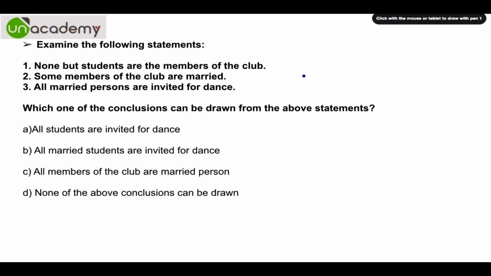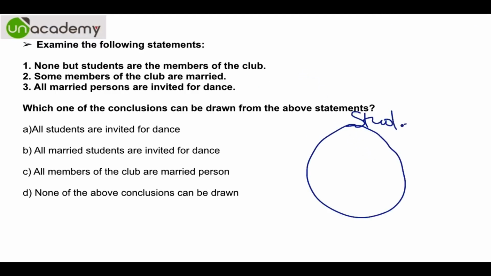So this is the question. None but the students are members of the clubs. So these are students and all the students are members. All the members are students. Okay, some members of the club are married.